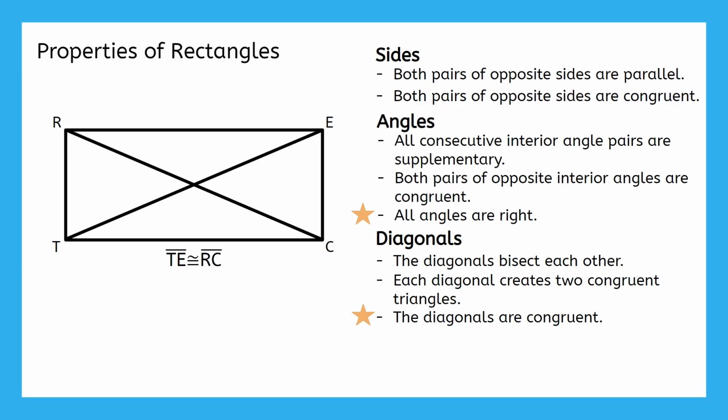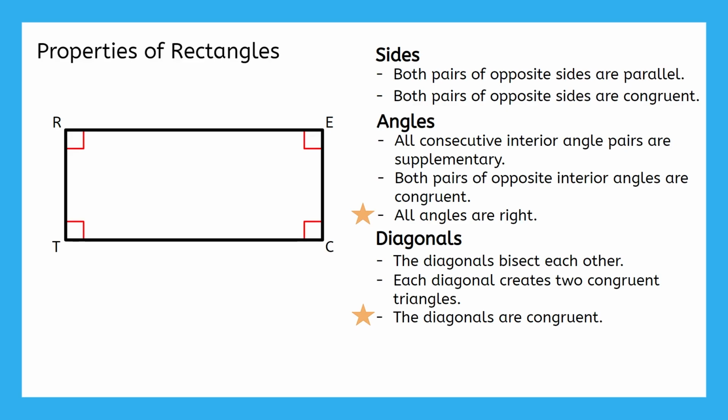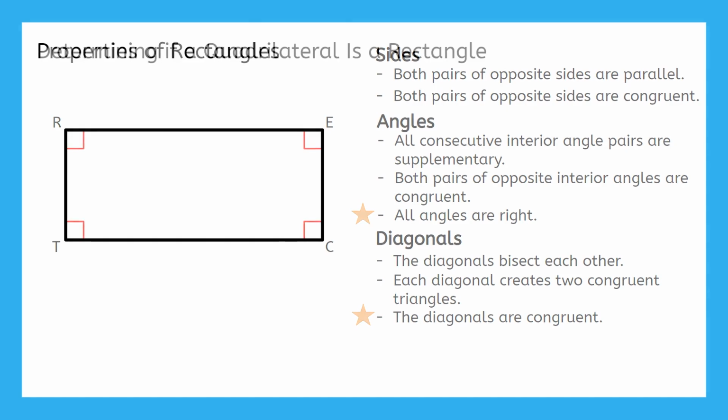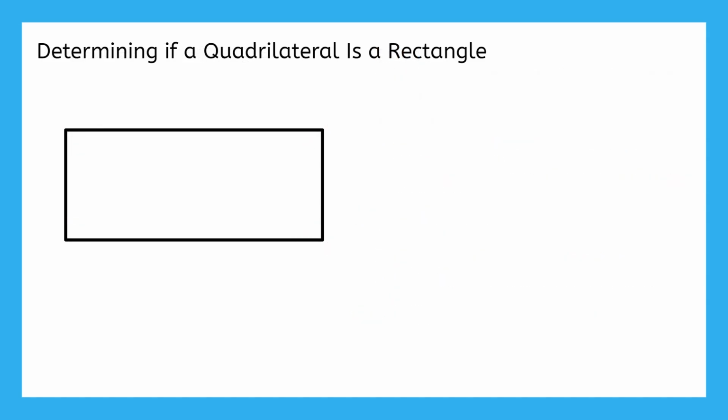If you'd like to explore this property more, you'll find a challenge exploration in your Notes template PDF that gives you the opportunity to use your proof skills to demonstrate why this is true. All right, now that we have these new properties, what can we do with them? There are three different ways to show that a quadrilateral is a rectangle.